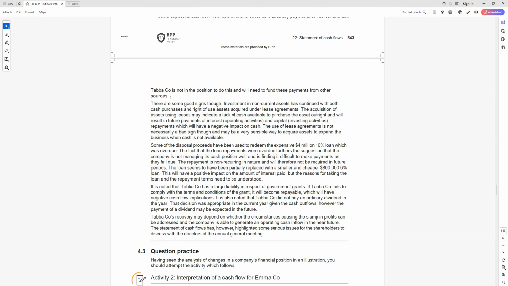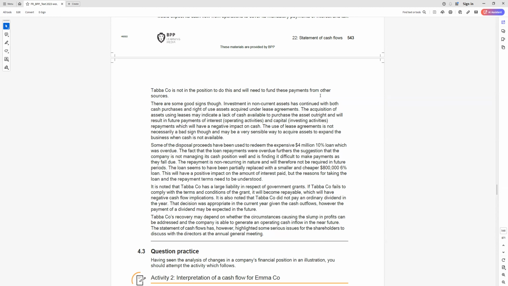The company is not in a position to do this and will need to fund this payment from other sources. So if the company doesn't have money right now to pay the interest and the tax, they cannot tell the bank, "I don't have any money to pay the interest," or tell HMRC, "I don't have any money to pay the tax." So they have to find different sources, like an overdraft, to get some money to pay these taxes and the interest.